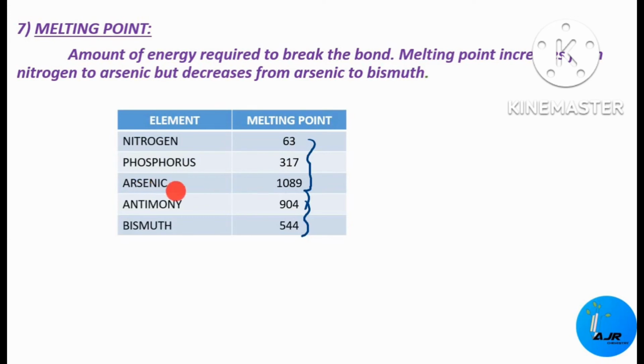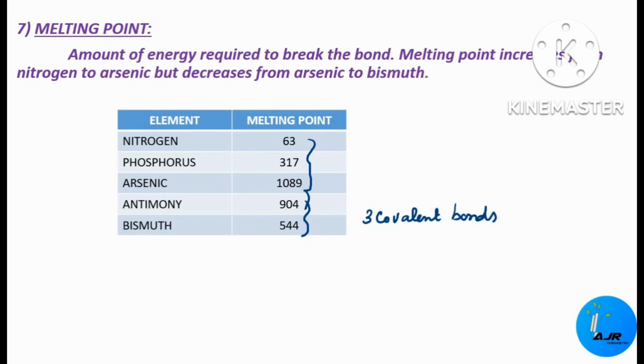But when you take arsenic, the atoms are arranged in different arrays, just like that of silicon. So it is very hard to break the bond, and its melting point is much higher compared to these two elements. But when you take antimony and bismuth, what happens? Due to the tendency to form three covalent bonds, these two will be forming three covalent bonds.